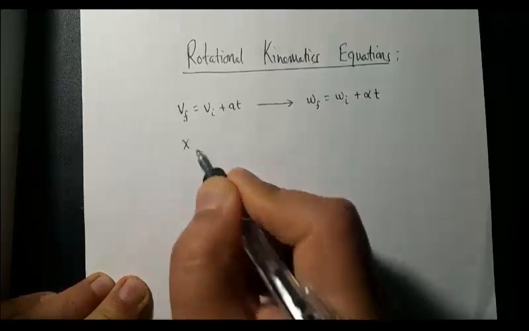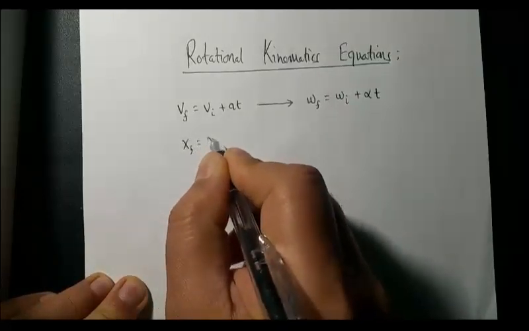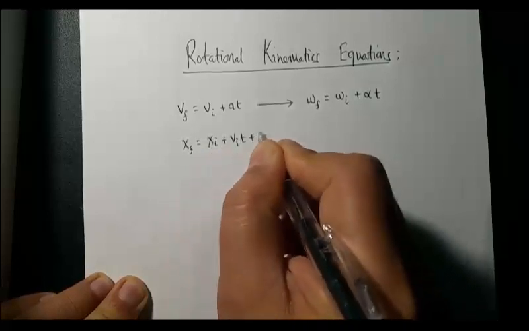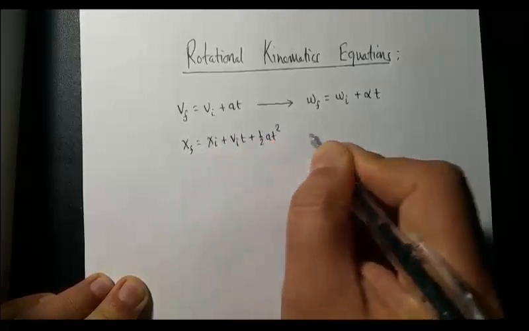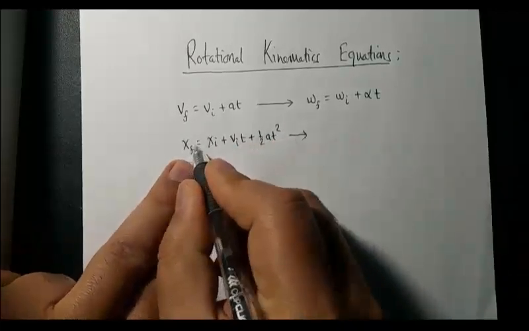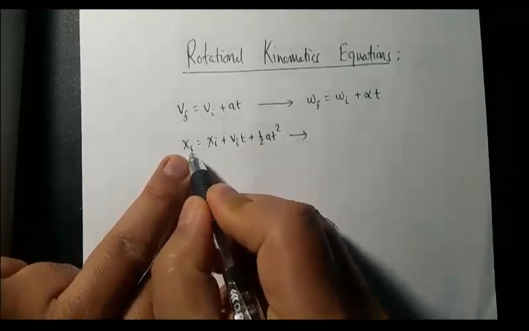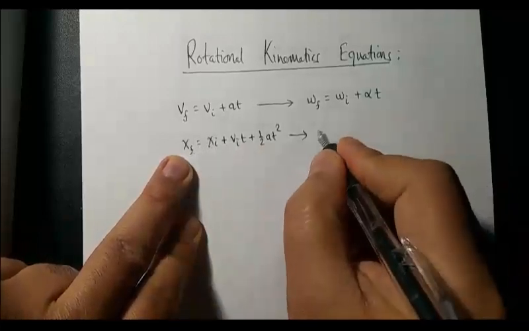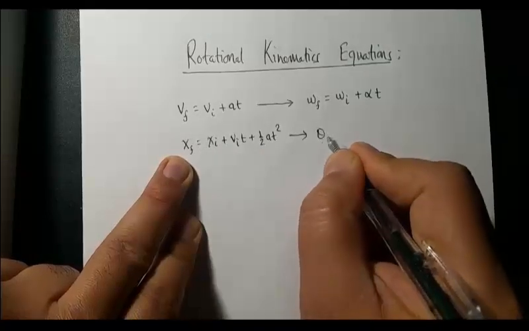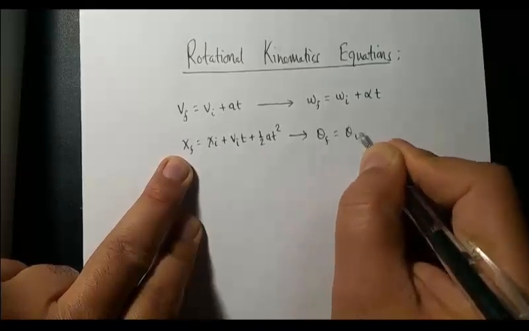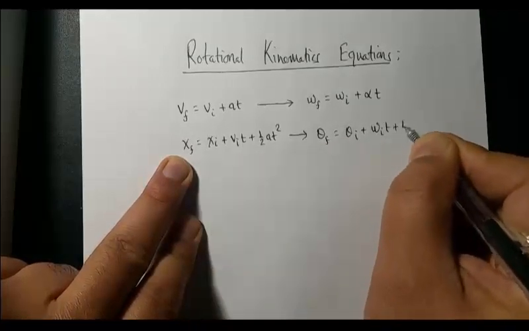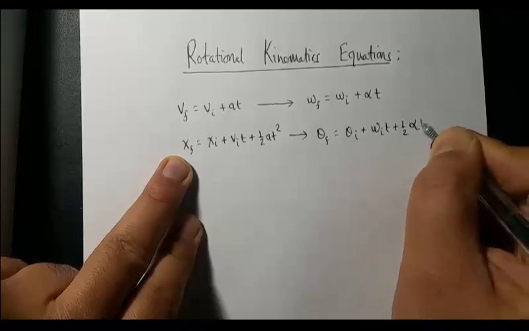Next is the final position equals initial position plus initial velocity times time plus 1/2 a t squared. That translates into the linear position x being replaced by the angular position theta final equals theta initial plus initial angular velocity times t plus 1/2 alpha t squared.